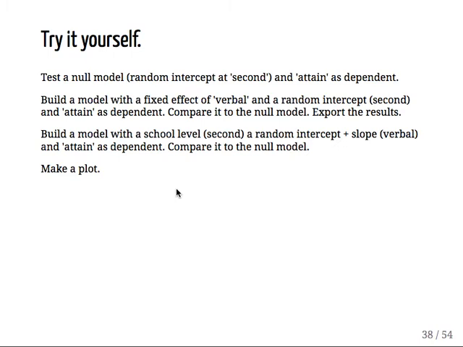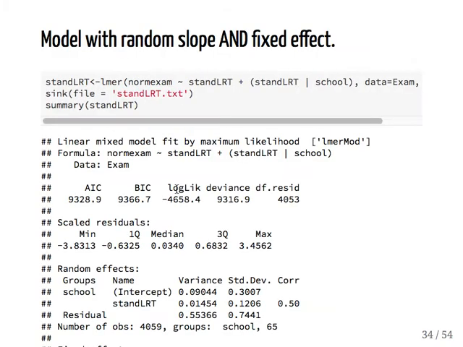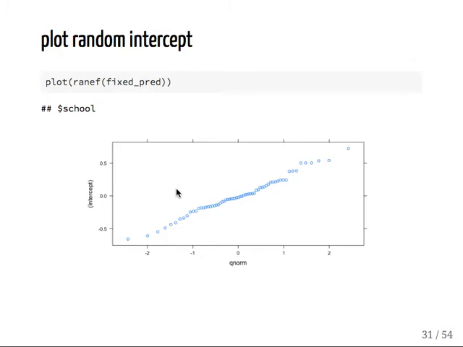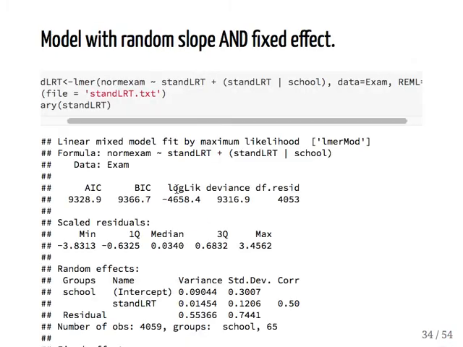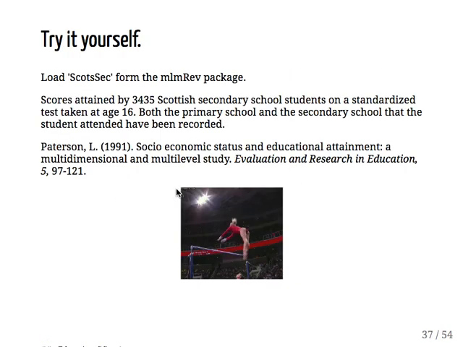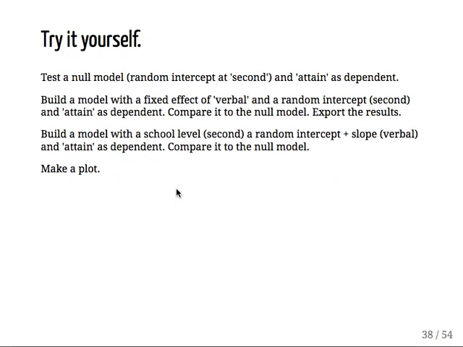Then you can export the results by building a sink, like we did. I would also like you to build a model with a school level random intercept and a slope for verbal, with attain as the dependent, and compare it to the null model. And I'd like you to also make a plot like I did, this type of plot, of one of the random effects. So similar to what I did, but with a different data set.